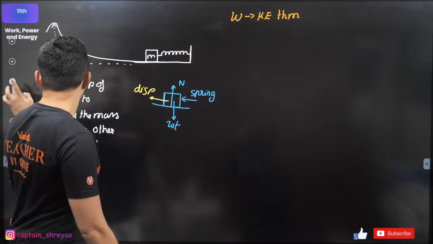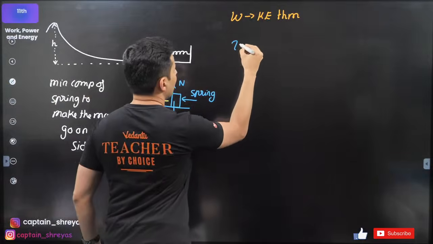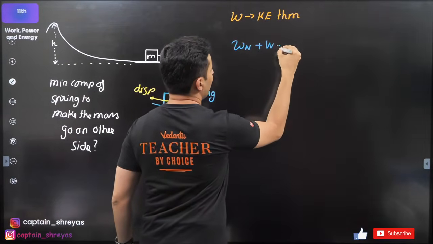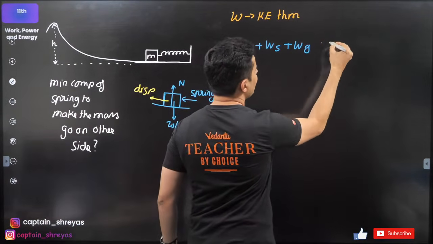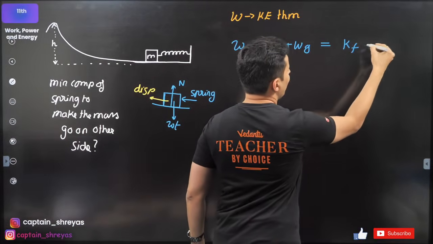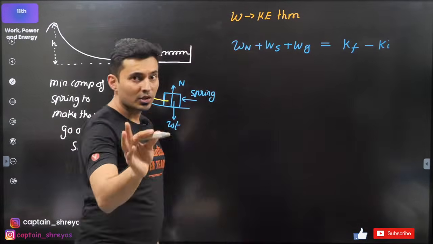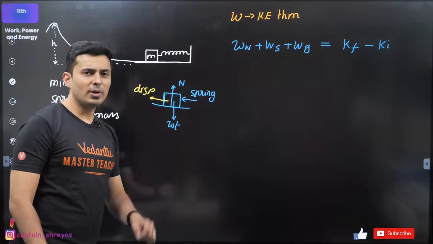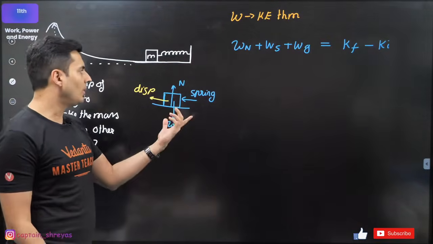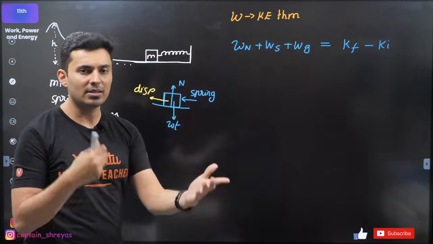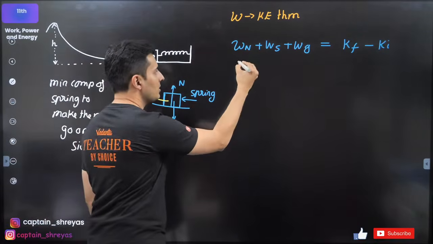Now let me just write it down over here first. Work done by normal plus work done by spring plus work done by gravity is equal to final minus initial kinetic energy. Situational based question. Do you think the normal force will do work? I don't think so. Why? Normal is perpendicular to displacement. So it's out of the question, zero work.